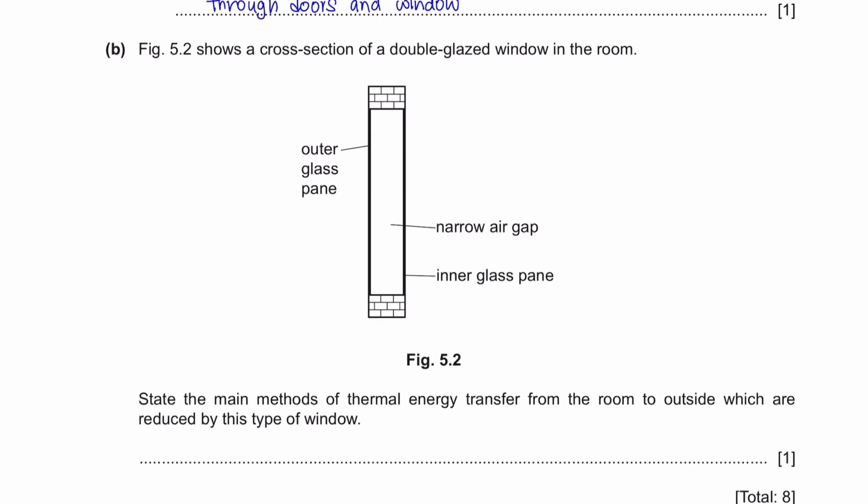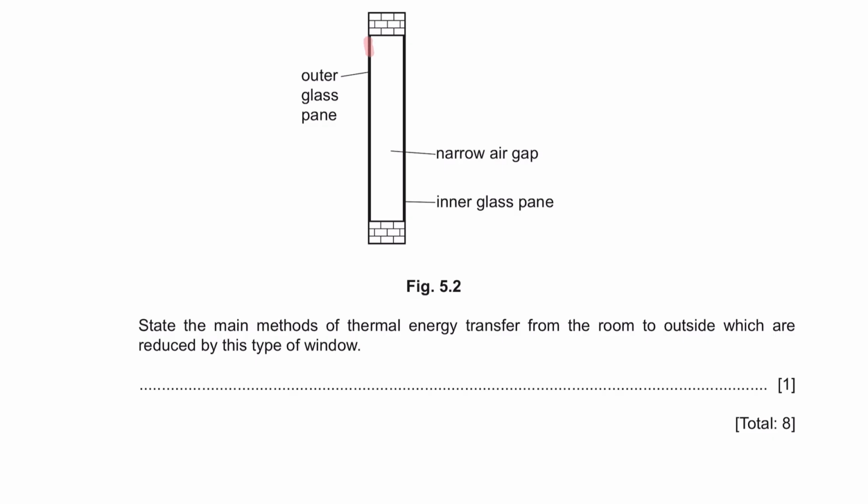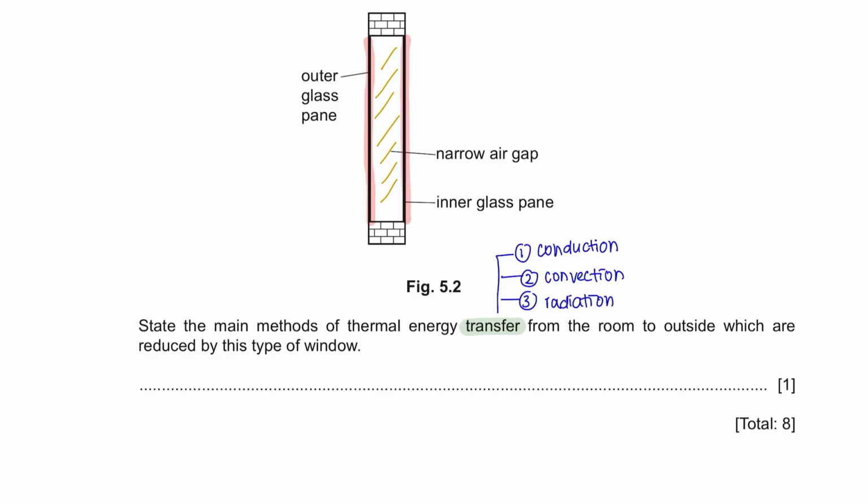Question B. Figure 5.2 shows a cross-section of a double-glazed window in the room. You have an outer glass pane here which is made of solid and a narrow air gap in between the glass pane. State the main methods of thermal energy transfer from the room to outside which are reduced by this type of window. Okay, we have three types of thermal energy transfer, which are conduction, convection, and radiation.